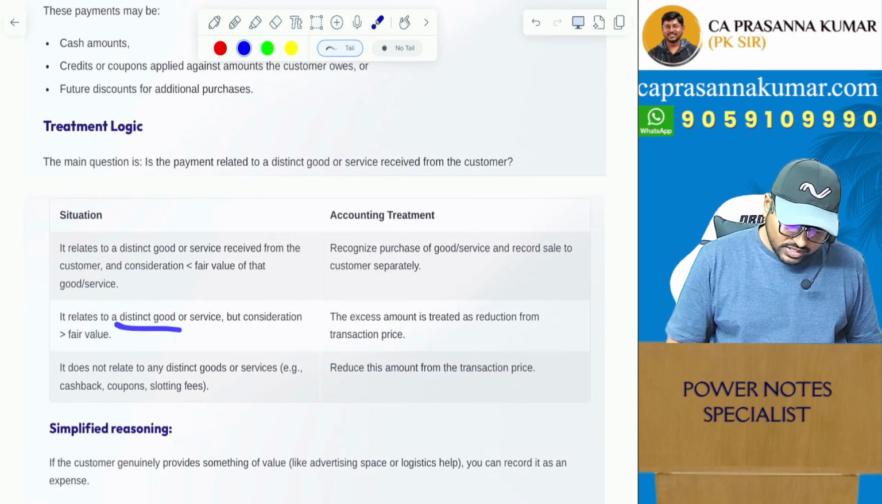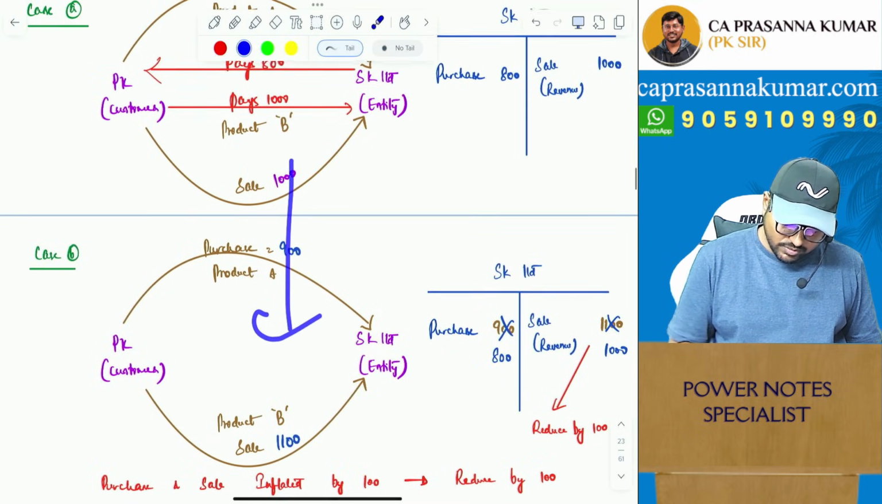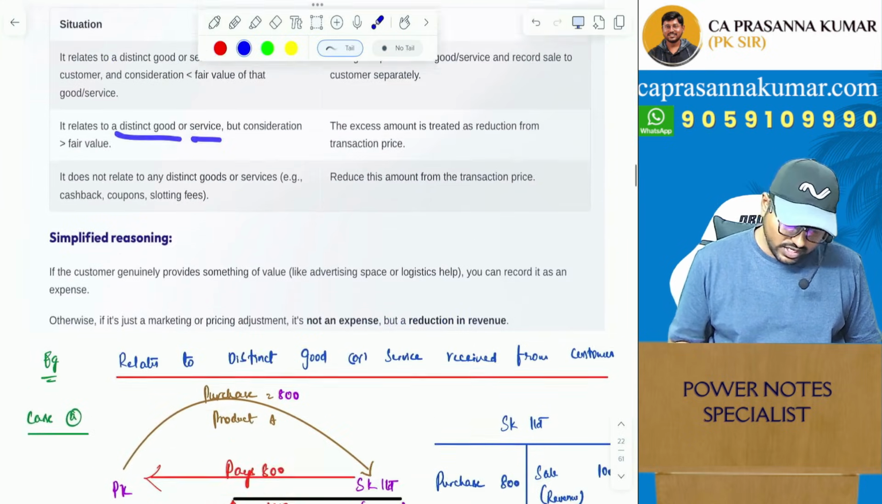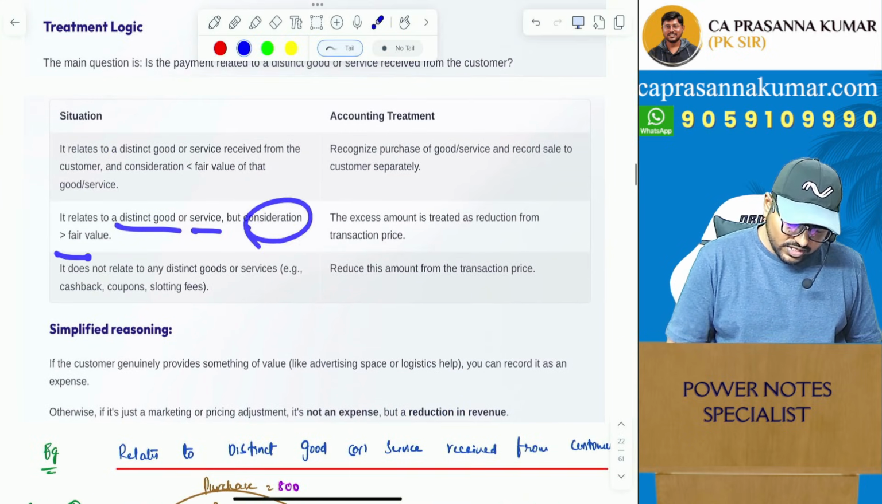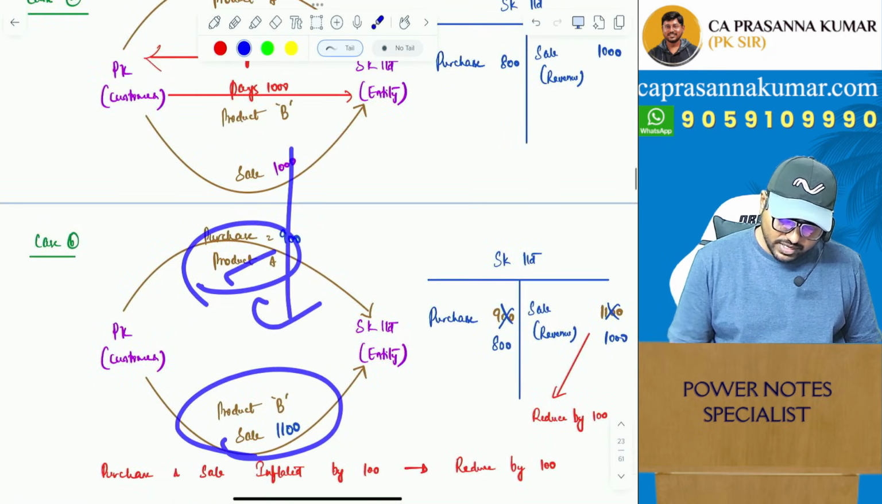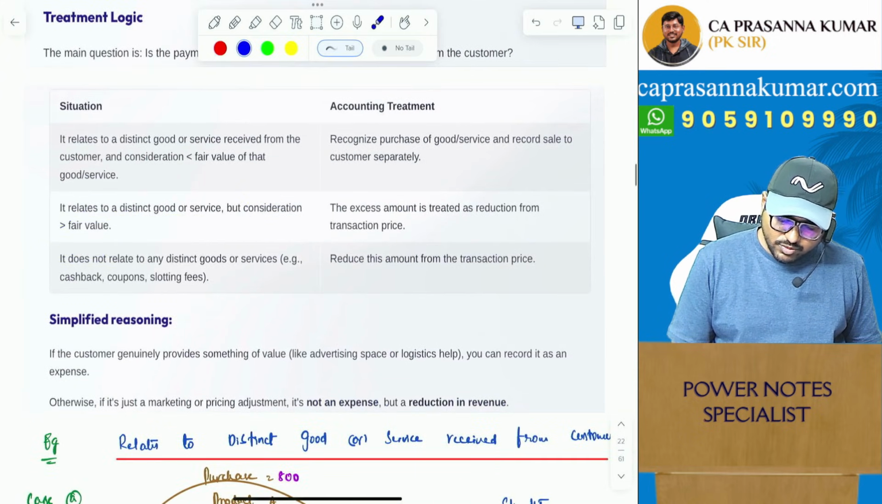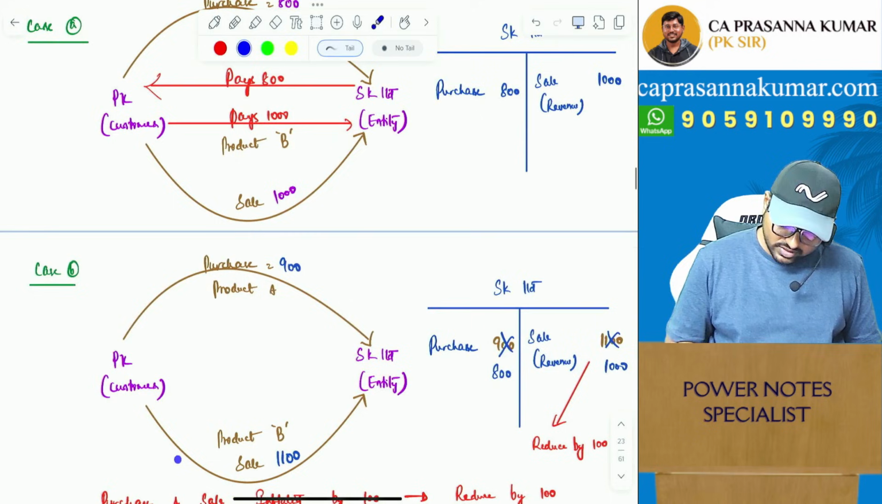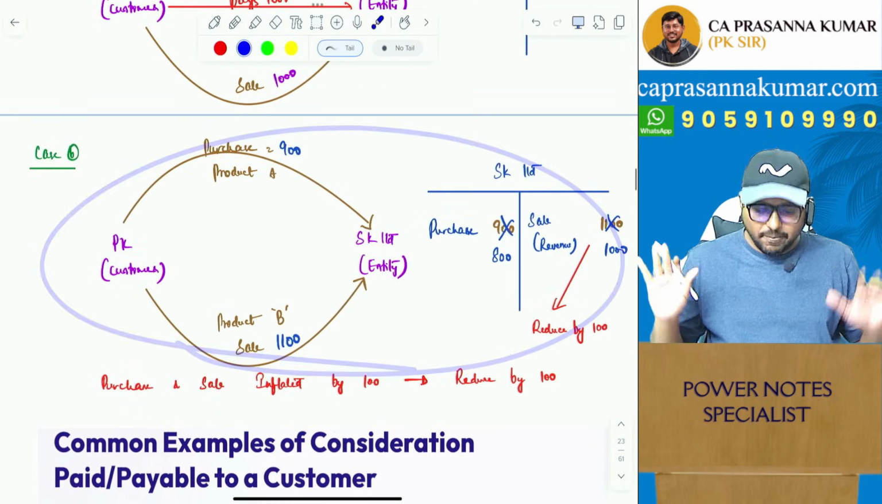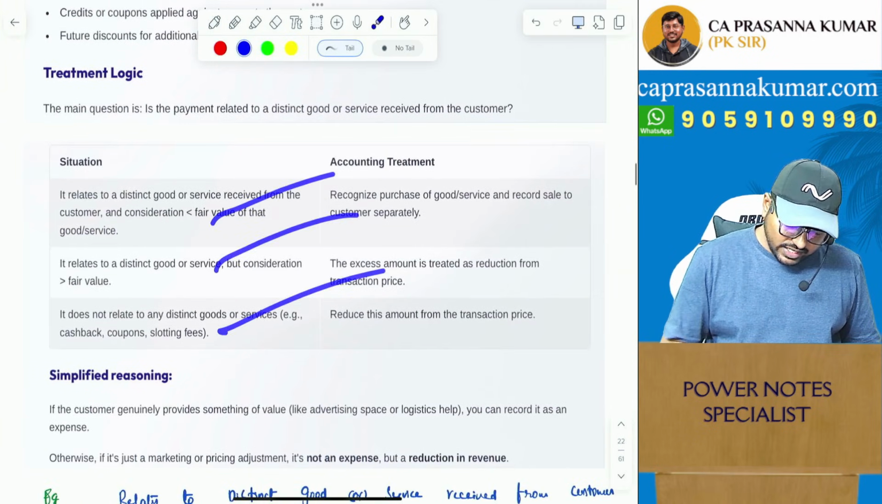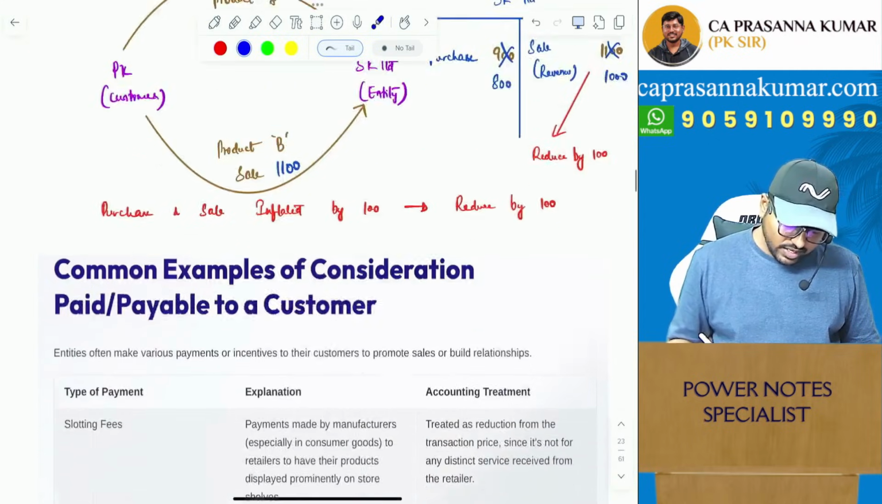It relates to a distinct good or service. Of course, it's a continuation example. So therefore, this is a distinct good in both the cases. However, consideration is greater than fair value, inflated by 100 in this case. Then the excess amount is treated as a reduction from the transaction price. That is what we have done here. Clear? Logically speaking, we have seen examples for all the three, but still we'll continue the same discussion.